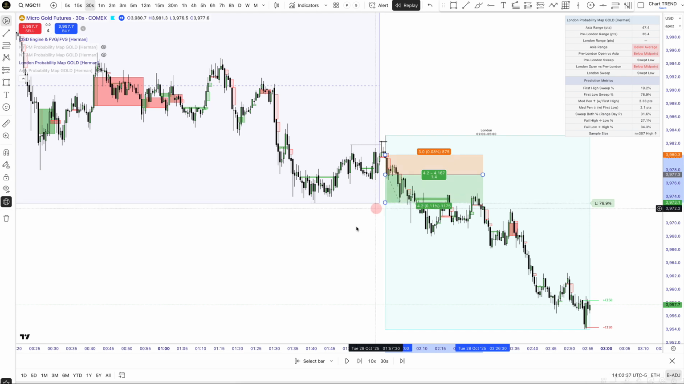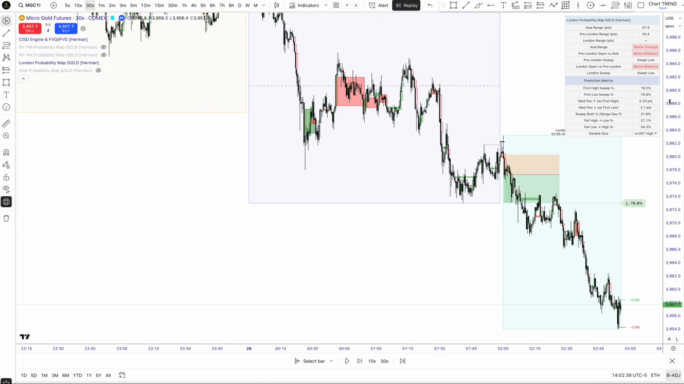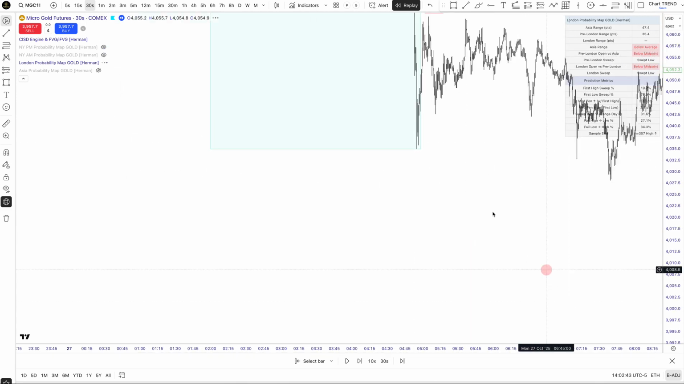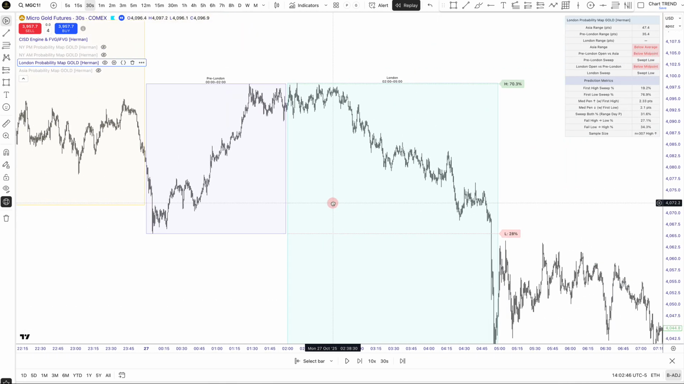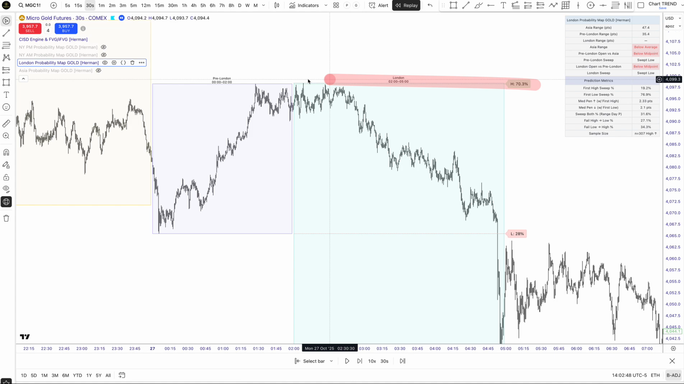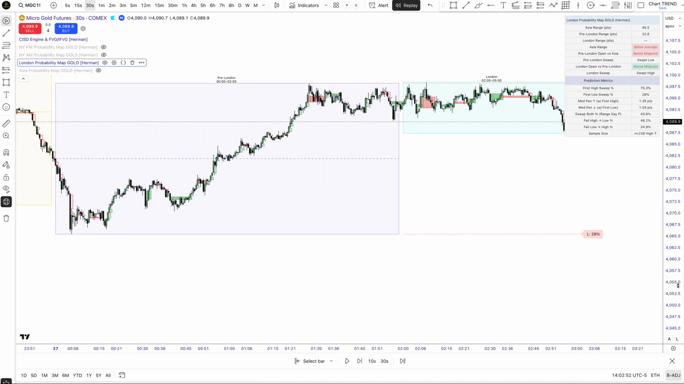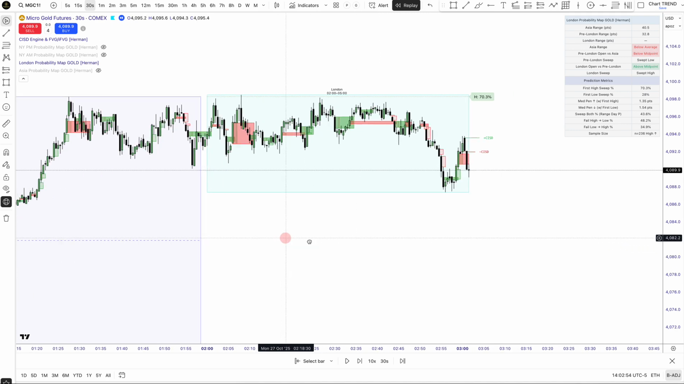The target is below us. So that's Tuesday, another winner. Let's check Monday. What happened on Monday? Monday we had 70% of sweeping the high first. Do I enter in there? Needs to be a sensible entry.